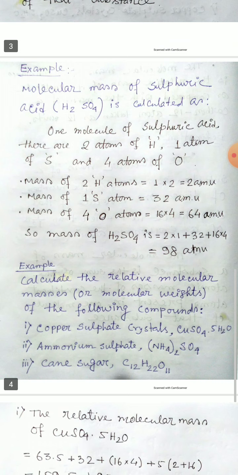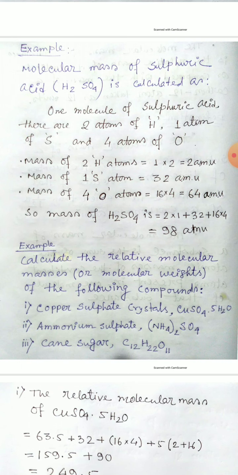Now let's see one example: molecular mass of sulfuric acid. We know that the formula of sulfuric acid is H2SO4. In H2SO4 you can see there are two hydrogen atoms, one sulfur atom, and four oxygen atoms. So what will be the molecular mass or relative molecular weight of H2SO4? It will be the sum of the mass of two hydrogen atoms, one sulfur atom, and four oxygen atoms.